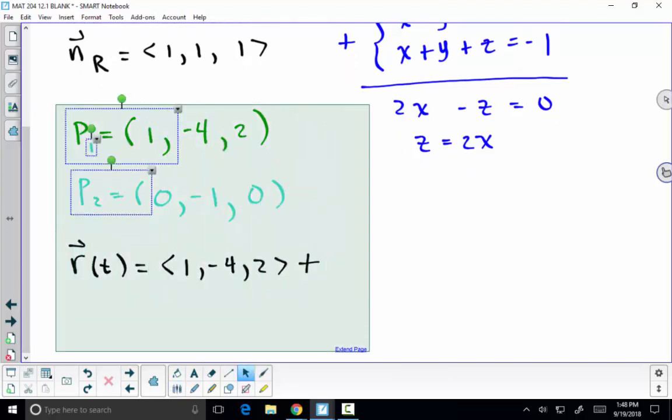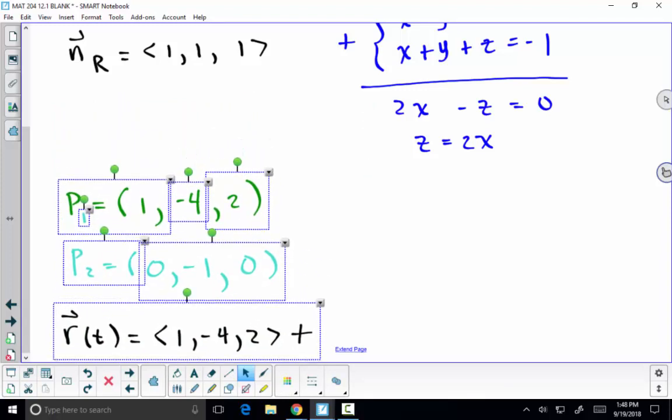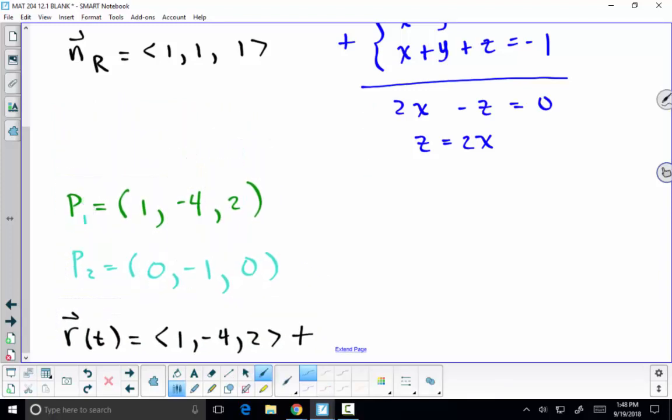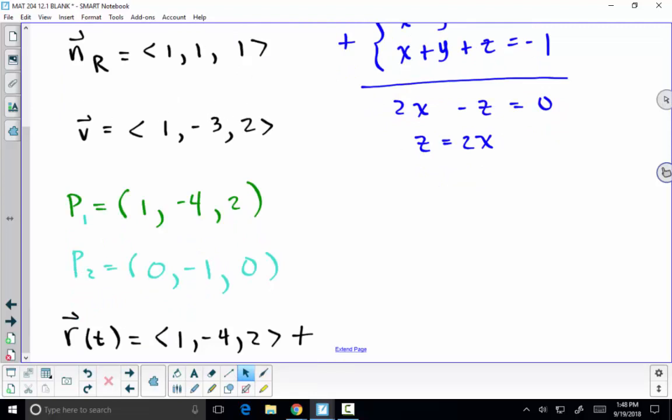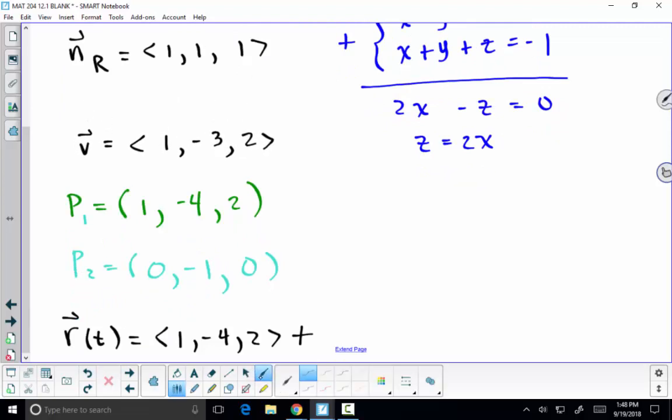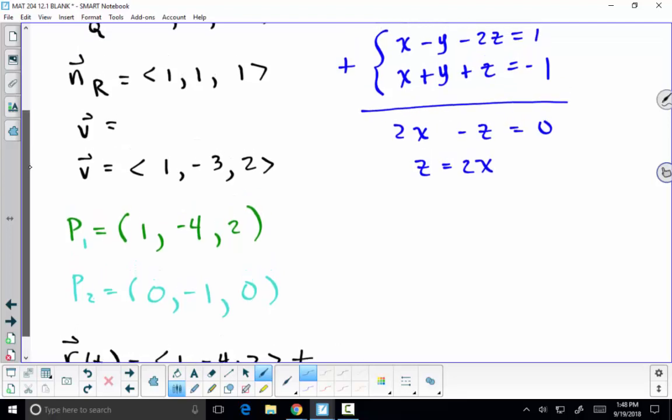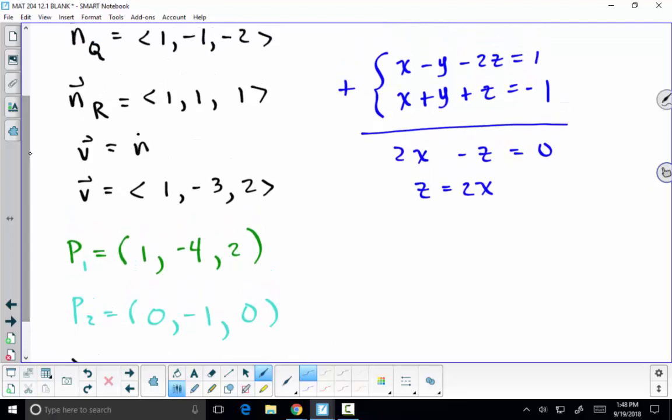I've got 1, 3, 2. I got 1, -3, 2. Oh, I forgot to swap this. So the direction vector for the line, tell me it again. 1, -3, 2. That was formed by crossing. I got 1, 3, 2. You got 1, 3, 2. But did I switch it?